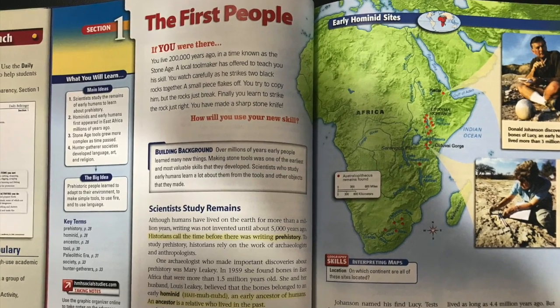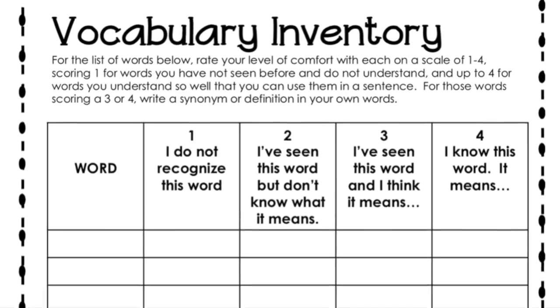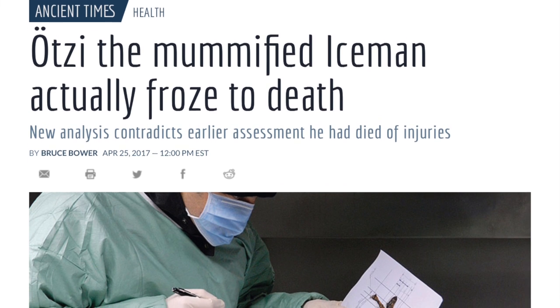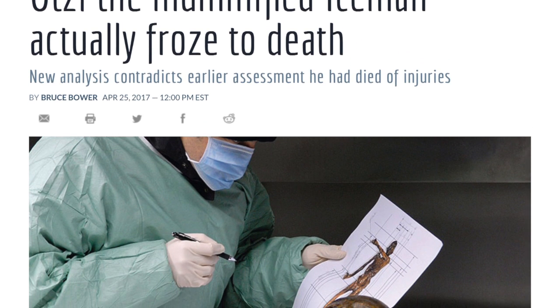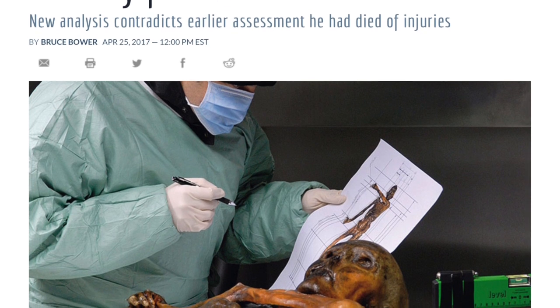In addition to these textbook materials, we will also be using a vocabulary inventory and a student article entitled Otzi, the Mummified Iceman Actually Froze to Death.